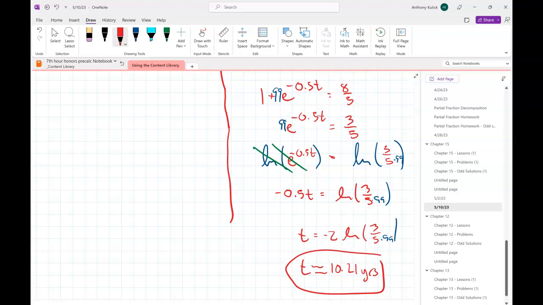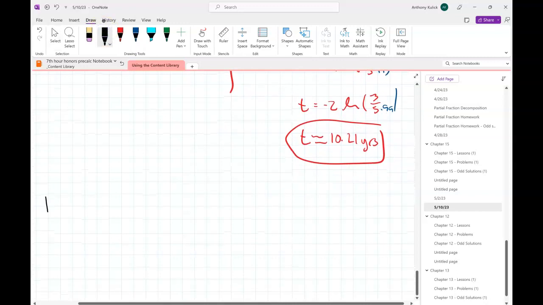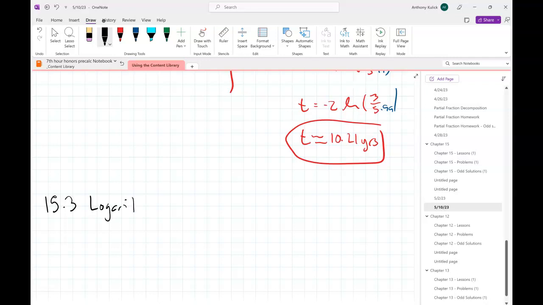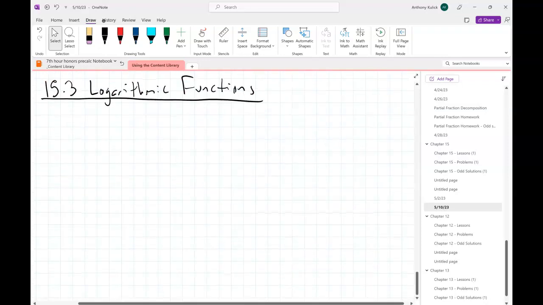All right. Moving on to the next piece. We're going to start the next section today also. And here we're going to formally introduce logarithms. Does anybody remember the formal definition of a logarithm that you would have gotten way back in your Algebra 2 class?